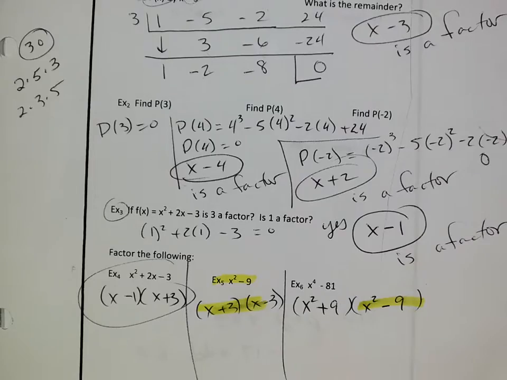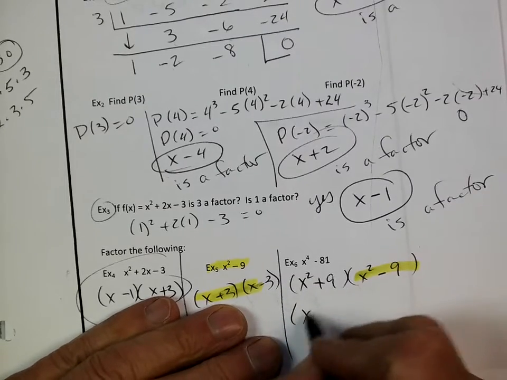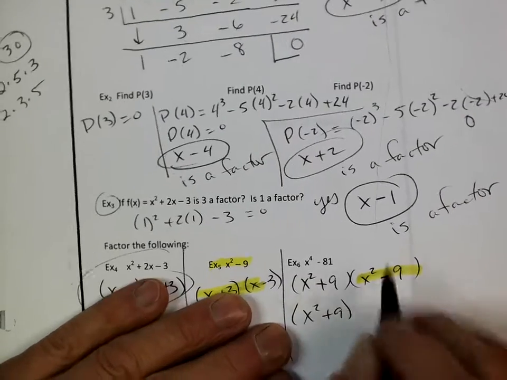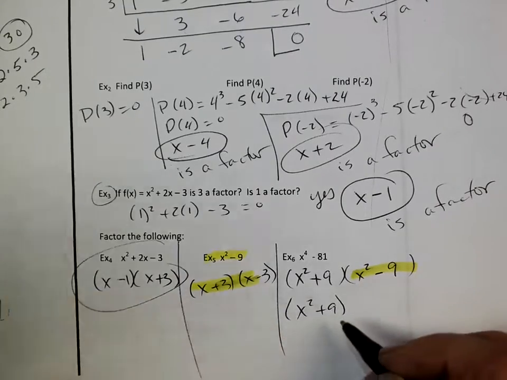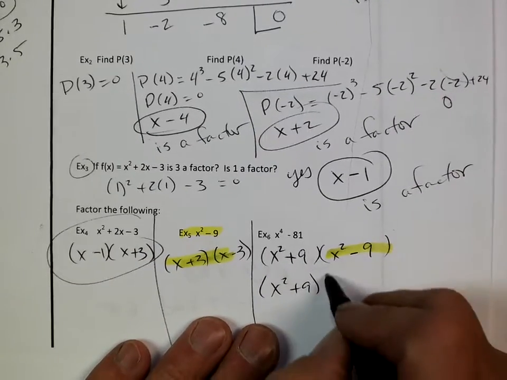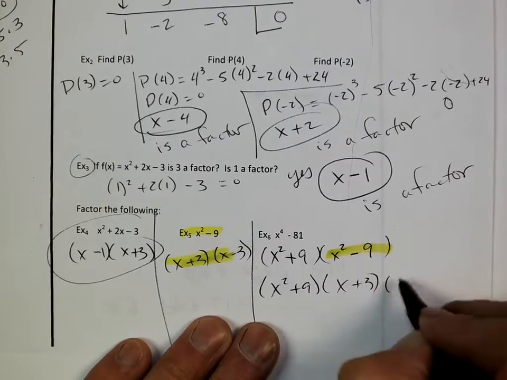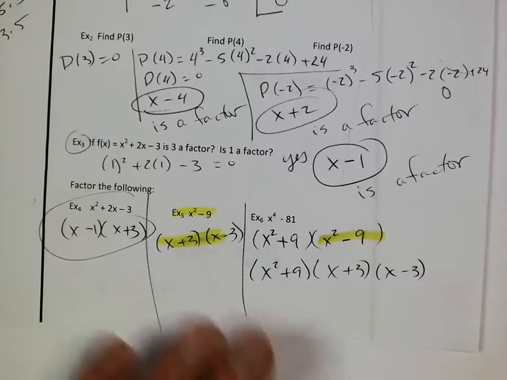I'm going to show you why, okay? This will not factor, the x squared plus 9. Remember how you can't factor that? Because then it would make a middle term. It would. You are paying attention. It does make a middle term, right? So x plus 3, x minus 3. There you go. Nice job, Becca.